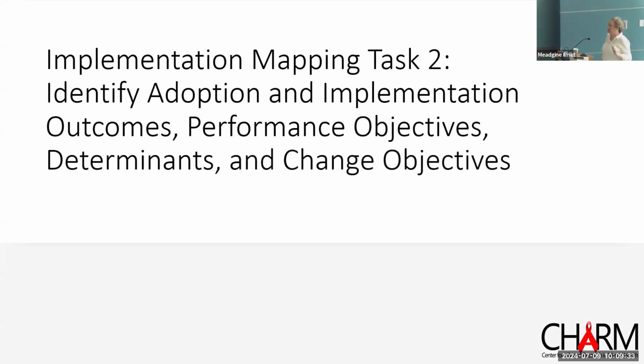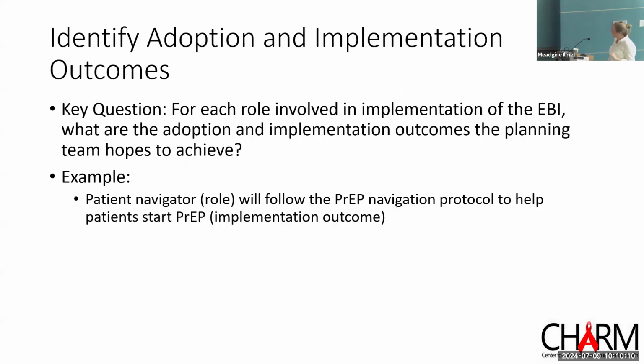So keep your mind mulling over the things you were just looking at. In task 2, things start to get a little more dense, so we're going to go through this slowly and practice. Here we're trying to identify outcomes, and our outcomes are adoption or implementation outcomes that we want our implementers to achieve. Then we're going to break those outcomes down into what implementation mapping calls performance objectives, and then look at determinants and change objectives. It sounds like a lot, and it kind of is, but we're going to work through it.